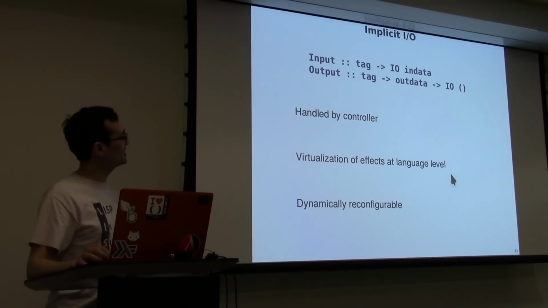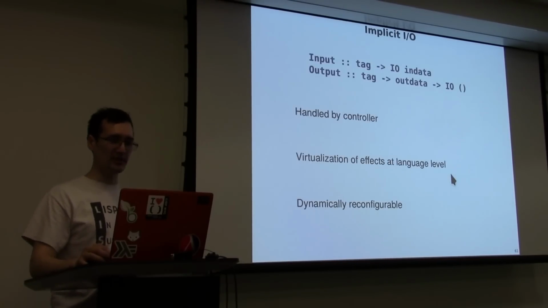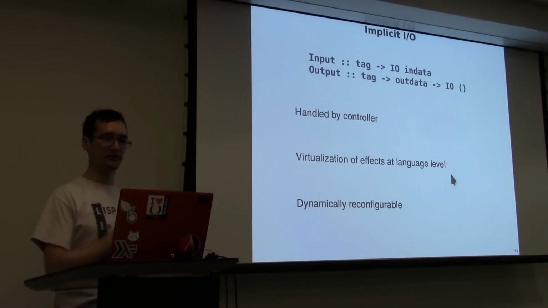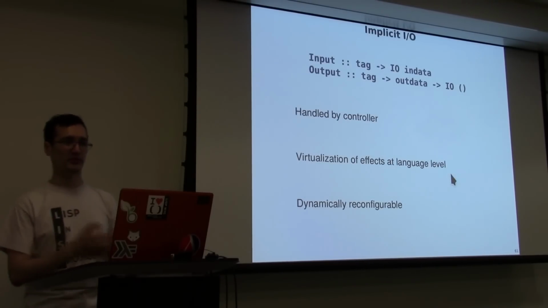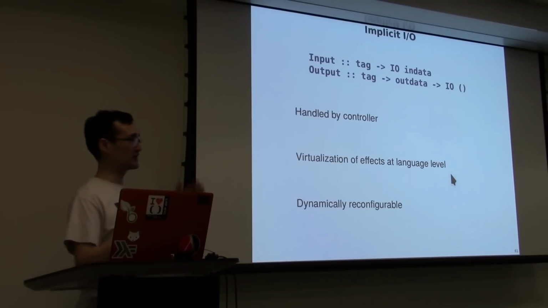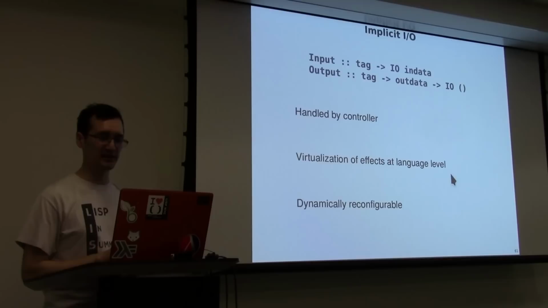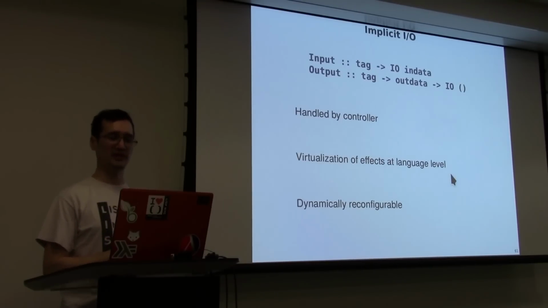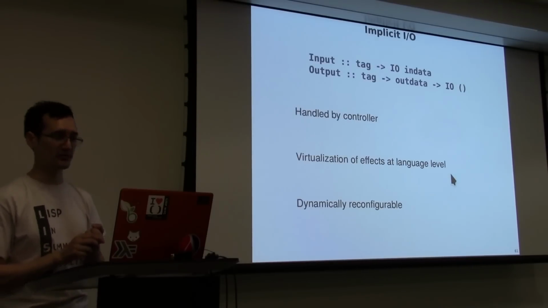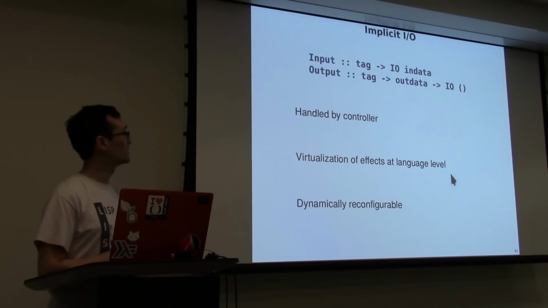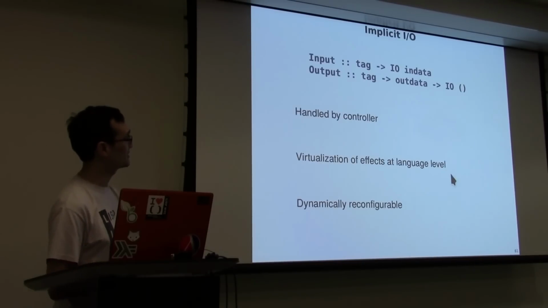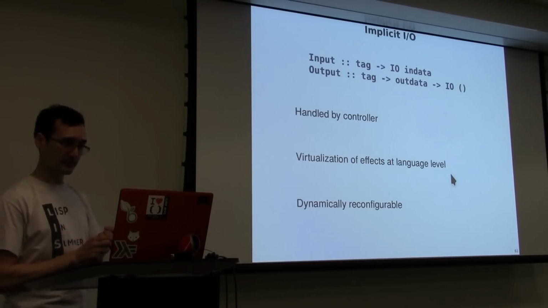Okay, so what is implicit I/O? I like implicit I/O. Implicit I/O is when your program just says, hey, I want some input. I want, for instance, some characters, or I want a file, or I want an integer, I want something. Just give it to me. Here's a tag so that if you want to distinguish between many different integers that I may request from you, I'll give you a tag. Or, here's a tag and here's some data, just output it.